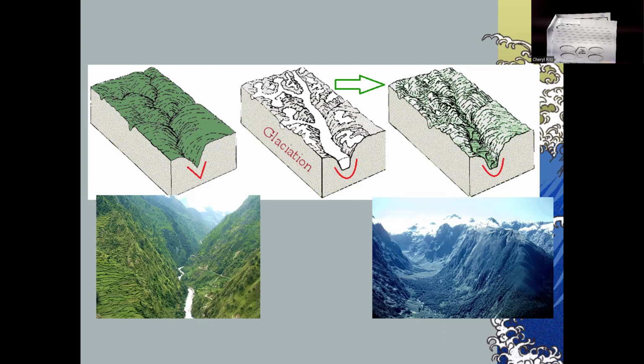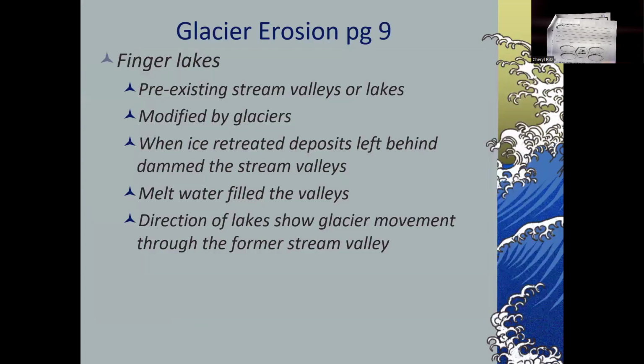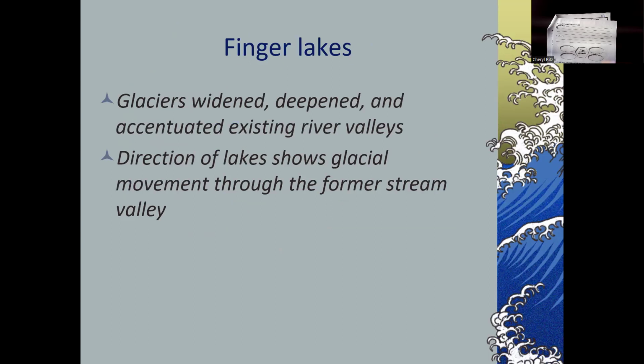That's the gist of how, so again, it went from a V-shaped valley to a U-shaped valley that got filled with water. Now don't write this next slide. So it was already a river valley. They got modified by glaciers. And then when the ice retreated, again, went backwards, it left behind the dammed up stream valleys and they got filled in with water. And the fact that those lakes go north to south show that that's which way the glacier was moving.